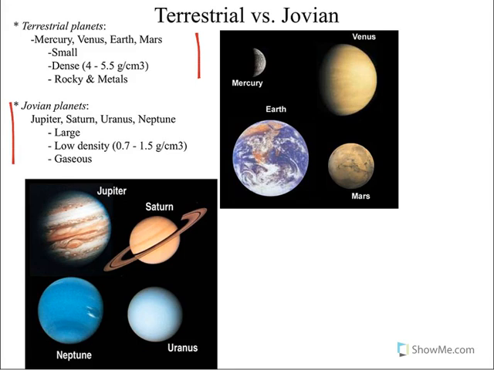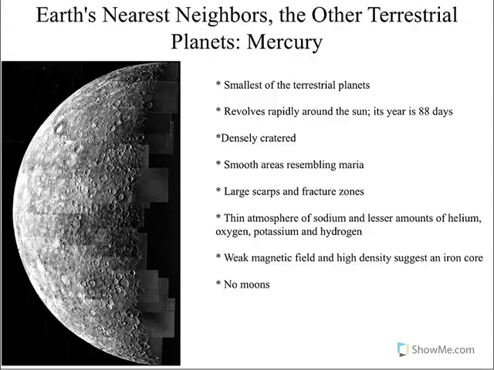Our terrestrial planets are Mercury, Venus, Earth, and Mars. They're all very similar. They are small, dense, rocky. Most of them have plate tectonics. So nothing special there. Our Jovian planets, Jupiter, Saturn, Uranus, and Neptune, are all large and have low density. So we're going to take a brief survey through. Please don't try to write down or take notes on every single thing, just the important identifying characteristics.